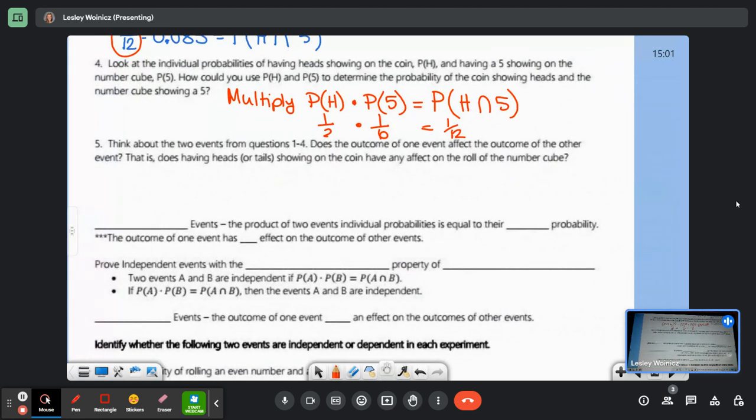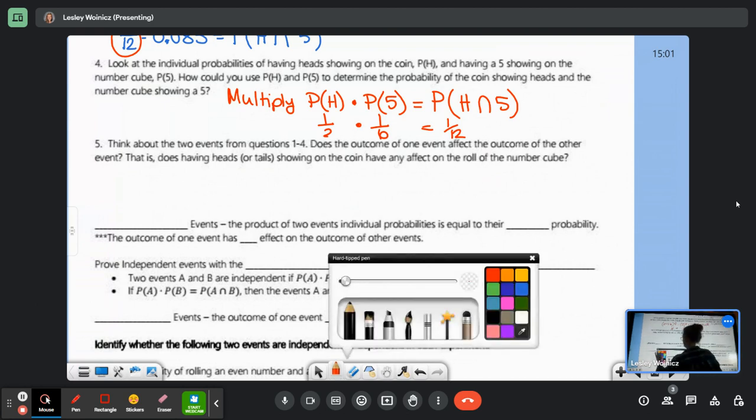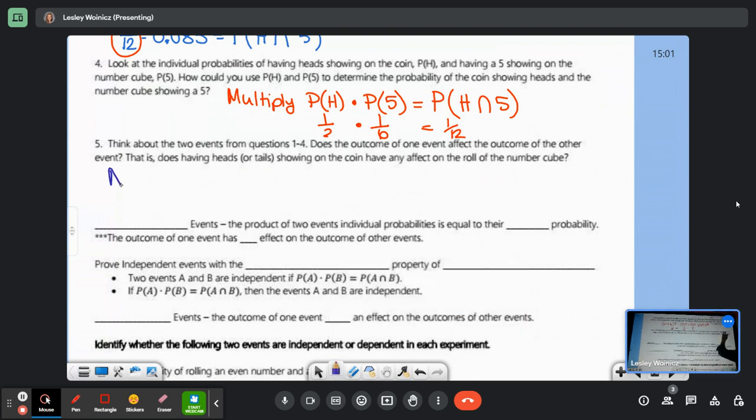Okay, think about the 2 events from questions 1 through 4. Does the outcome of one event affect the outcome of the other event? So can I change what happens on the number cube by flipping my coin? Is one dependent on the other? No. They are independent.